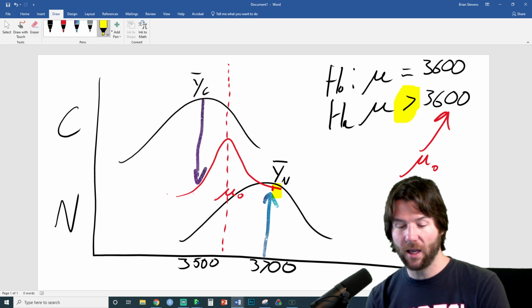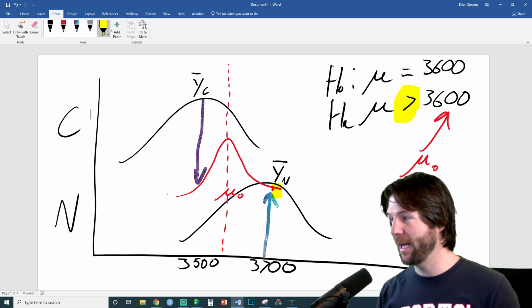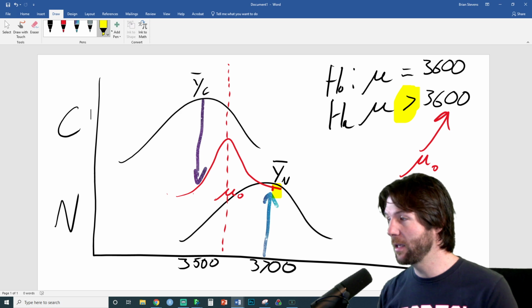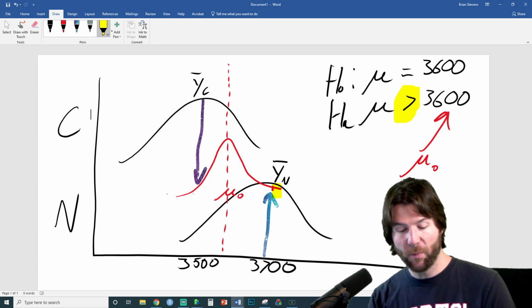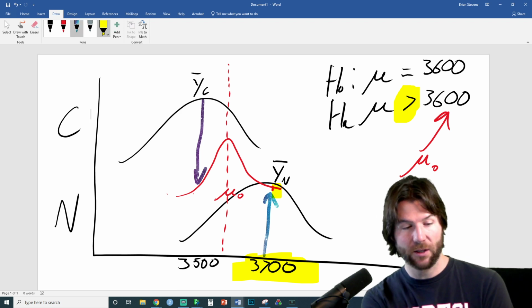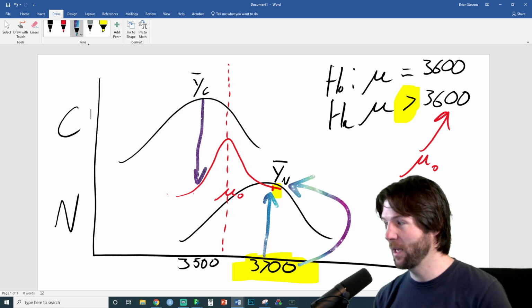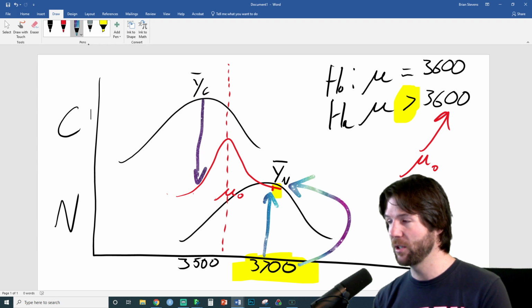And we're seeing, okay, we landed at this mean. And what is the probability of something as extreme or more extreme than this, given 3600 is true? And the probability of 3700 is what? Is the probability of observing that sample mean a large or small probability? Is observing 3700 if 3600 is true likely or unlikely?